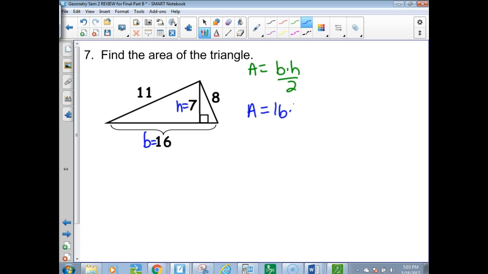So we're just going to do 16 times 7 divided by 2. I can actually divide the 16 by 2 and get 8. 8 times 7 would be the same answer as if I multiplied those and then divide by 2, and that's 56. And I don't know the units, so square units.